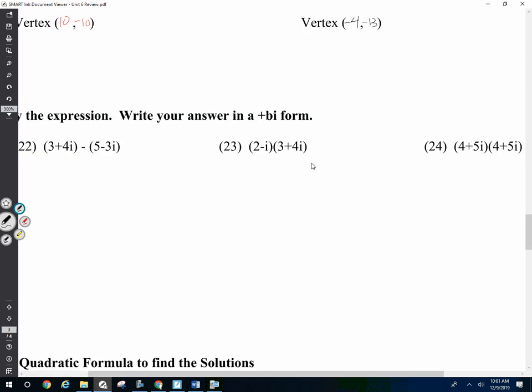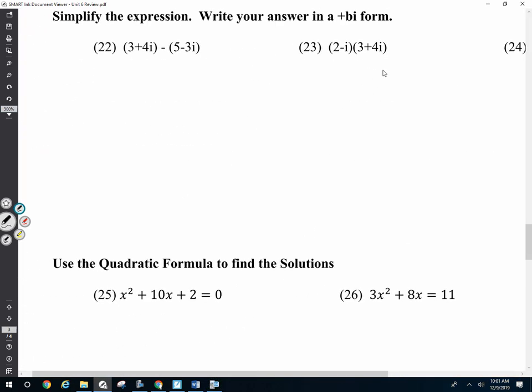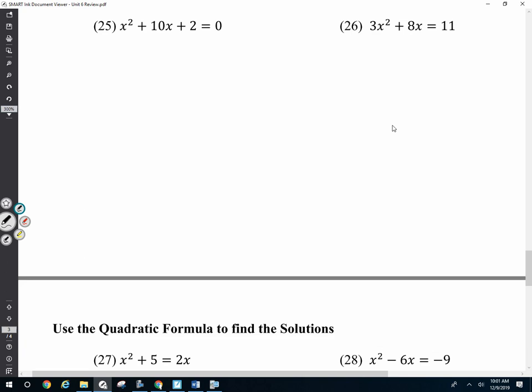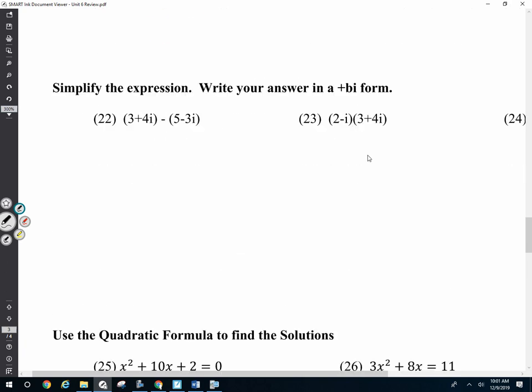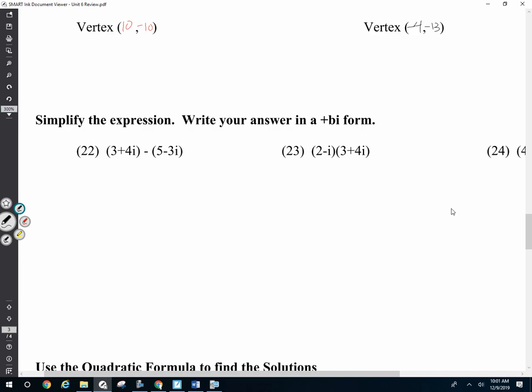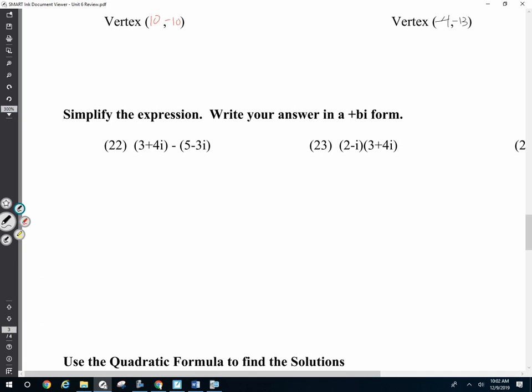All right, with complex numbers, we can actually do some simplification with them. And then we're going to finish off with the quadratic formula. So we can subtract, we can multiply, we can square complex numbers. And one thing to remember is that, just similar to x's, if I have like 3 plus 4x, you can't add these together. They're not like terms. So this is not 7x. This is just 3 plus 4x, done.